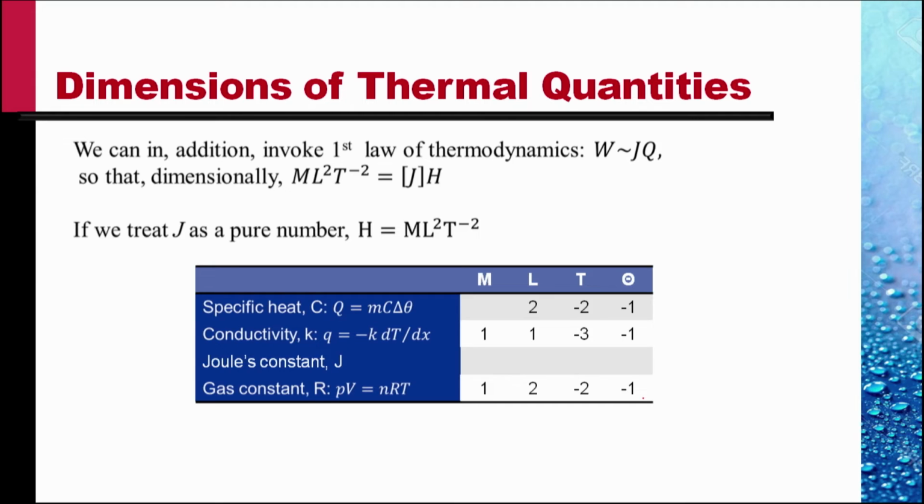Then we have 4 dimensions: M, L, T, and temperature theta. Now, the dimensions of specific heat are obtained from the relation Q is equal to m c delta theta as L squared T minus 2 and theta minus 1.